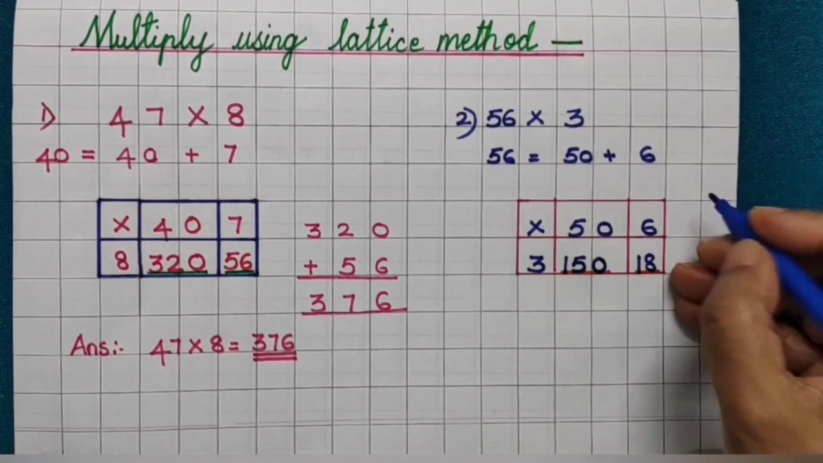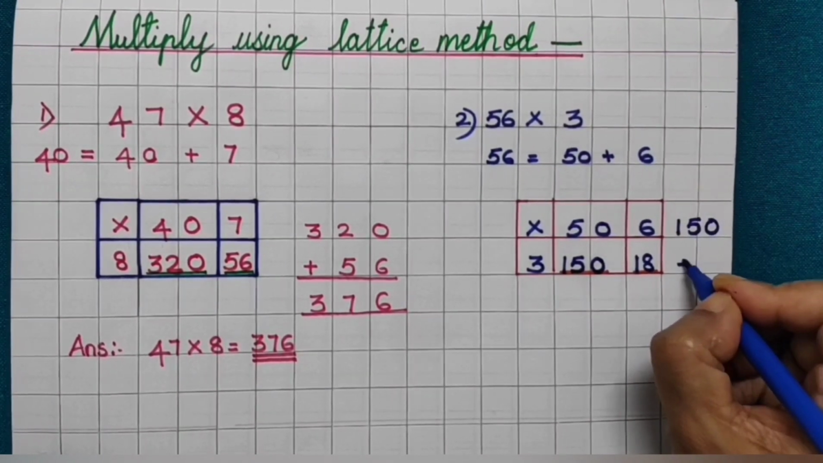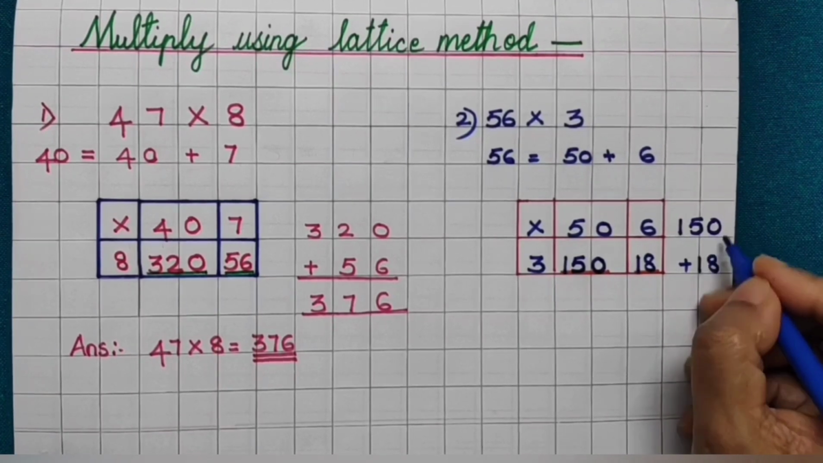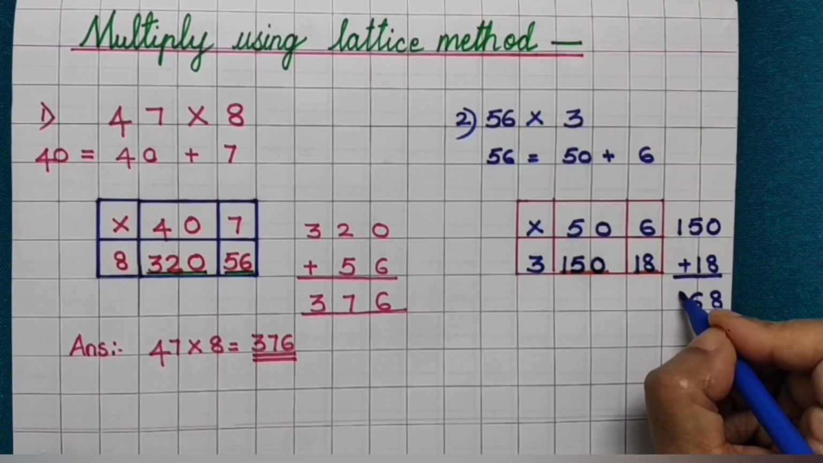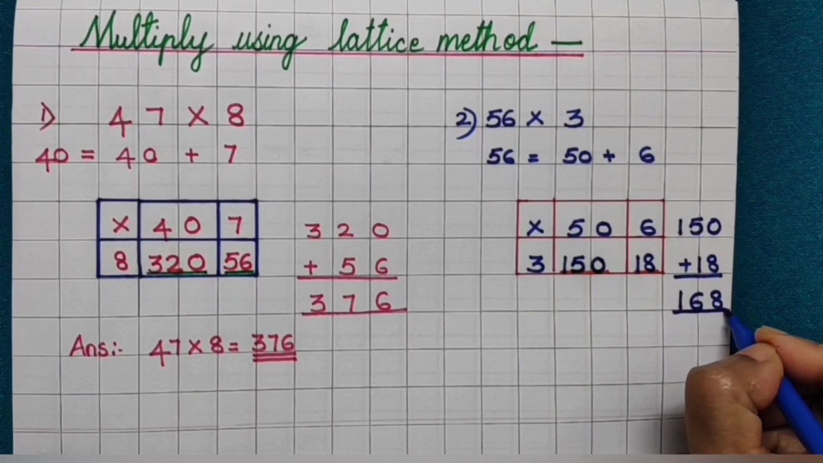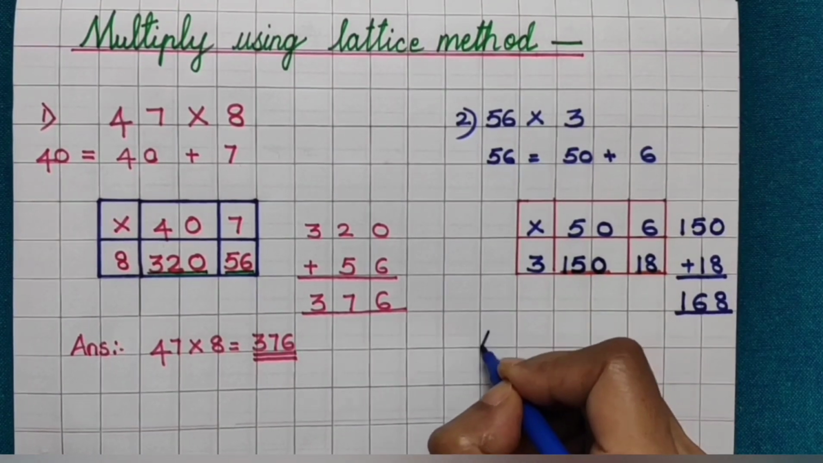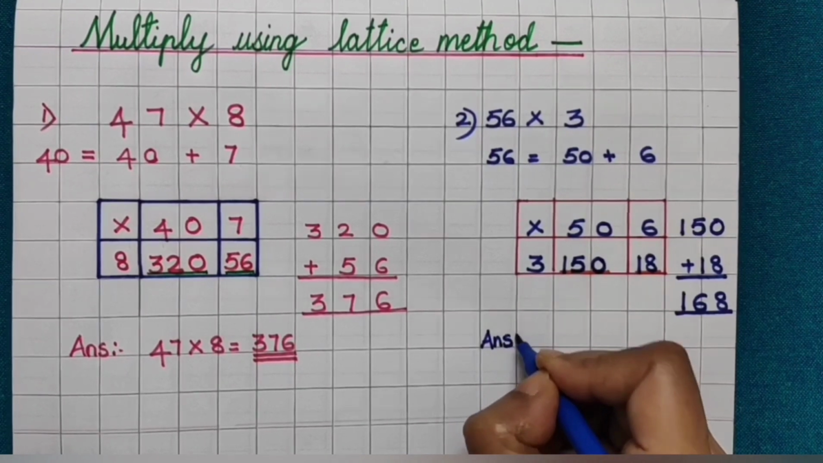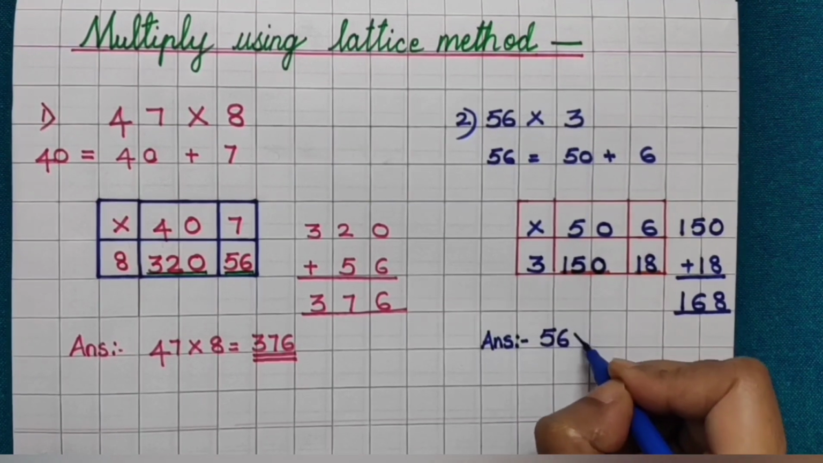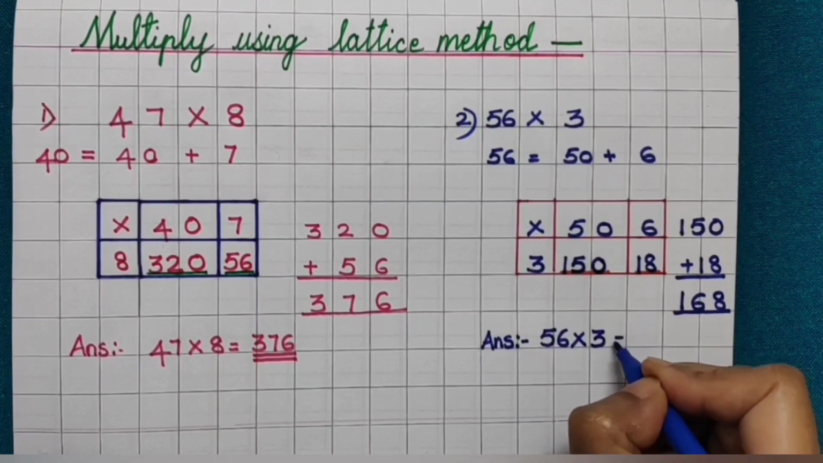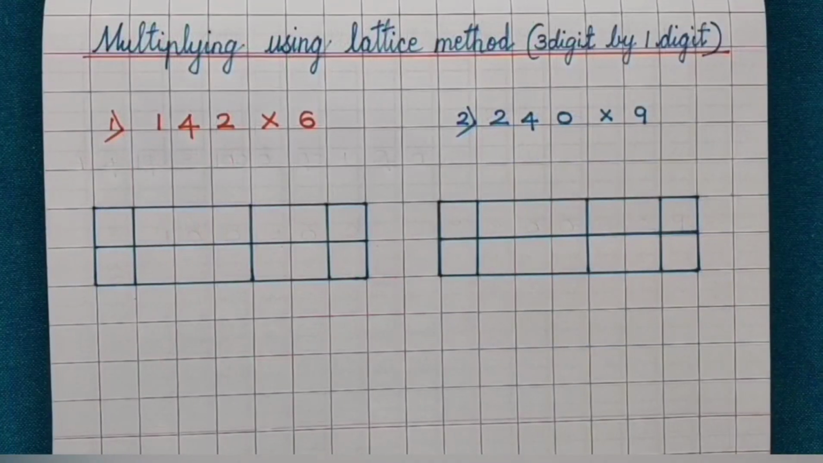So 150 plus 18. Again, tens below tens, units below units. 8, 6, 1. So the answer is 168 after addition. So now when you write it, answer: the product of 56 multiplied by 3 is equal to 168. Okay, now let's continue with our lattice method.